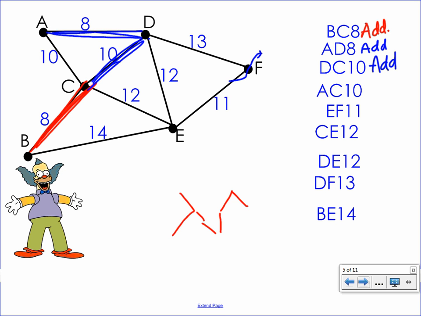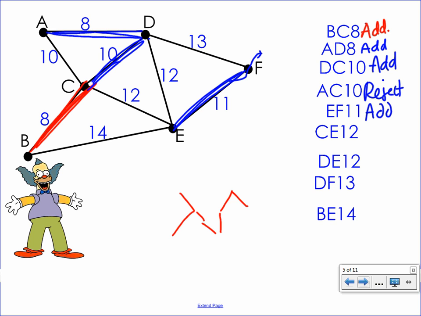What about AC? Can we add AC? No, because that would make a closed path, a cycle. ACD would be a closed path or cycle. So we reject it. Can we add EF? Yes, we can.